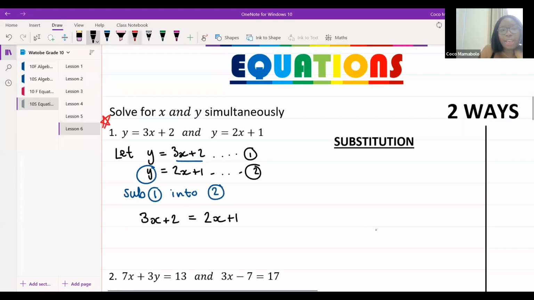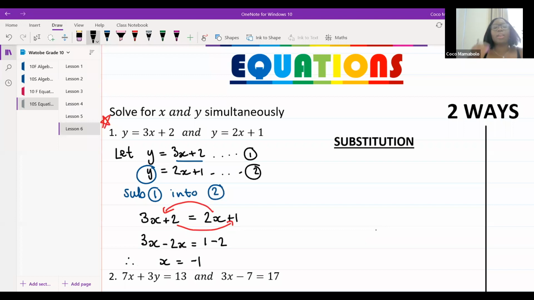If we solve for x, my 2x will go over to that side and my 2 will come over to the other side. So I'll end up with 3x minus 2x is equal to 1 minus 2. Therefore, x is equal to -1. So if you got -1, wow, well done. You did an amazing job.